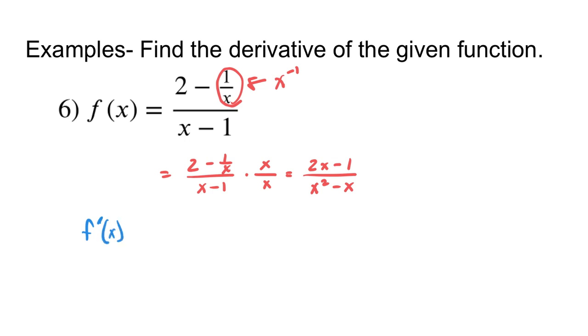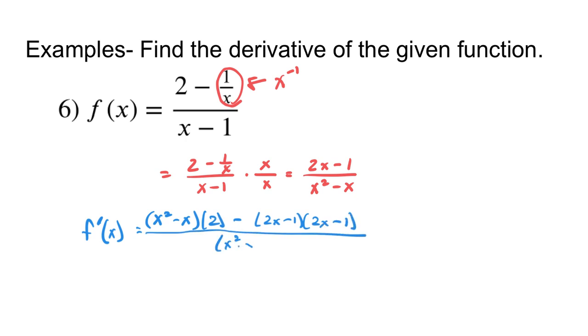Okay, so now I'm going to take the derivative of that. So I'll have the bottom times the derivative of the top minus the top times the derivative of the bottom all over the bottom squared.